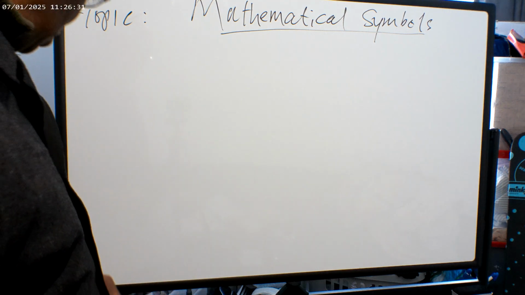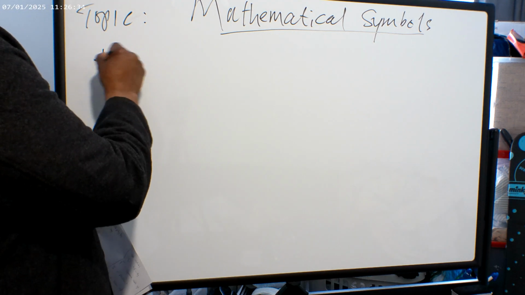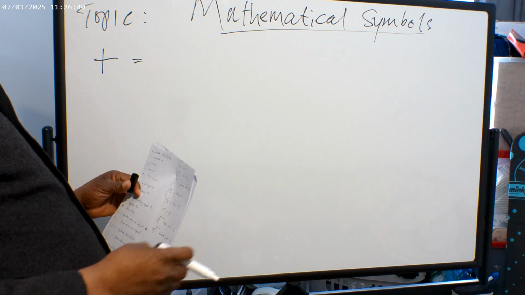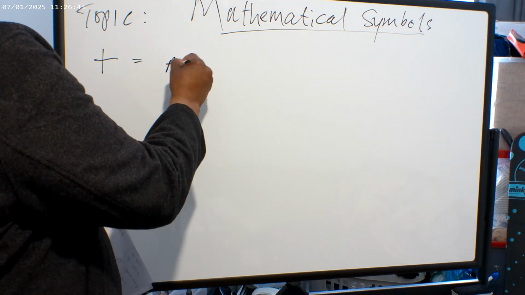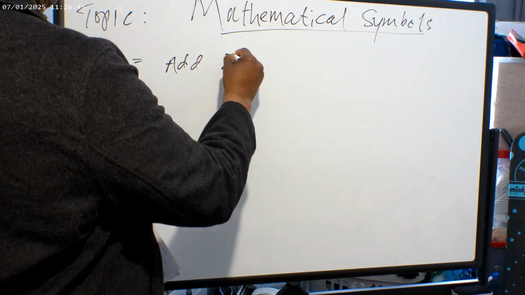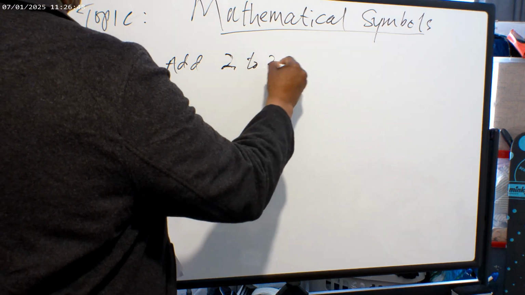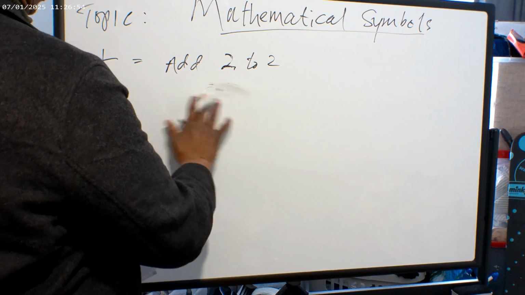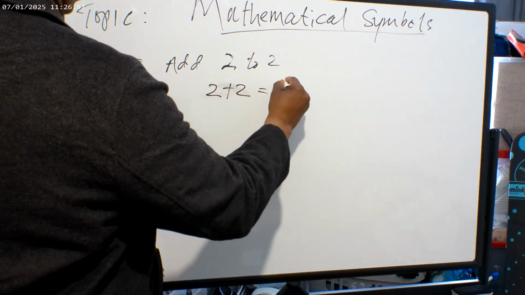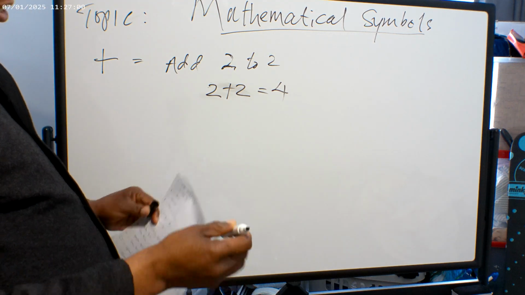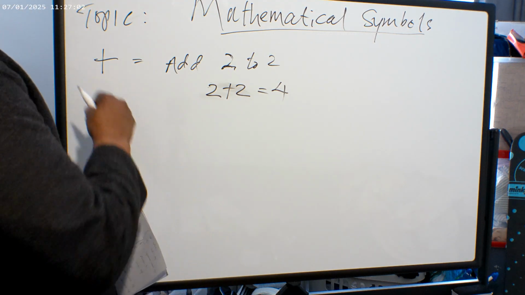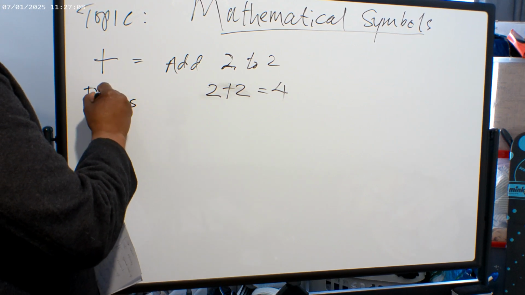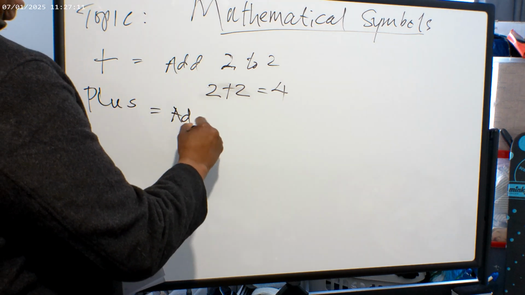So we are starting with addition, which is plus. What this means is that if I say add 2 to 2, it means 2 plus 2. And what that means is that the answer will be 4. That's what we mean by the addition sign, which is plus. This means plus. Plus means you have to add.